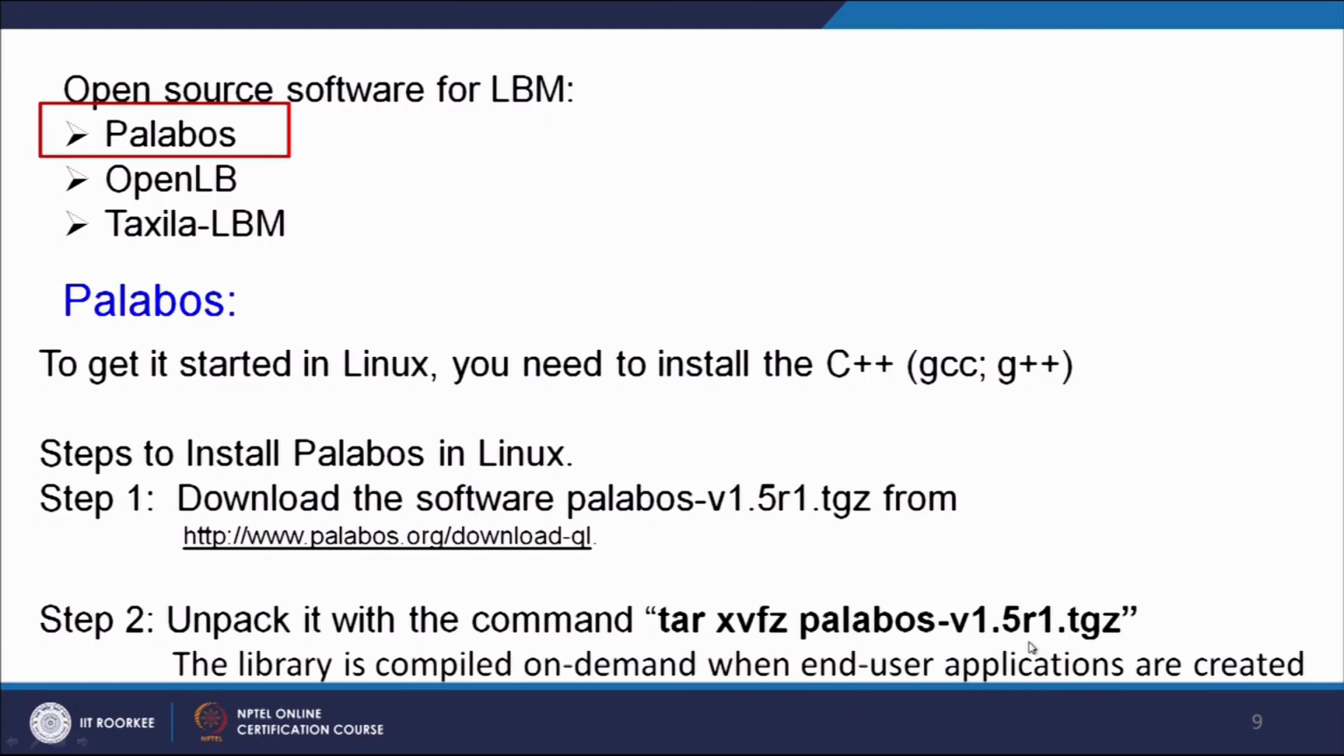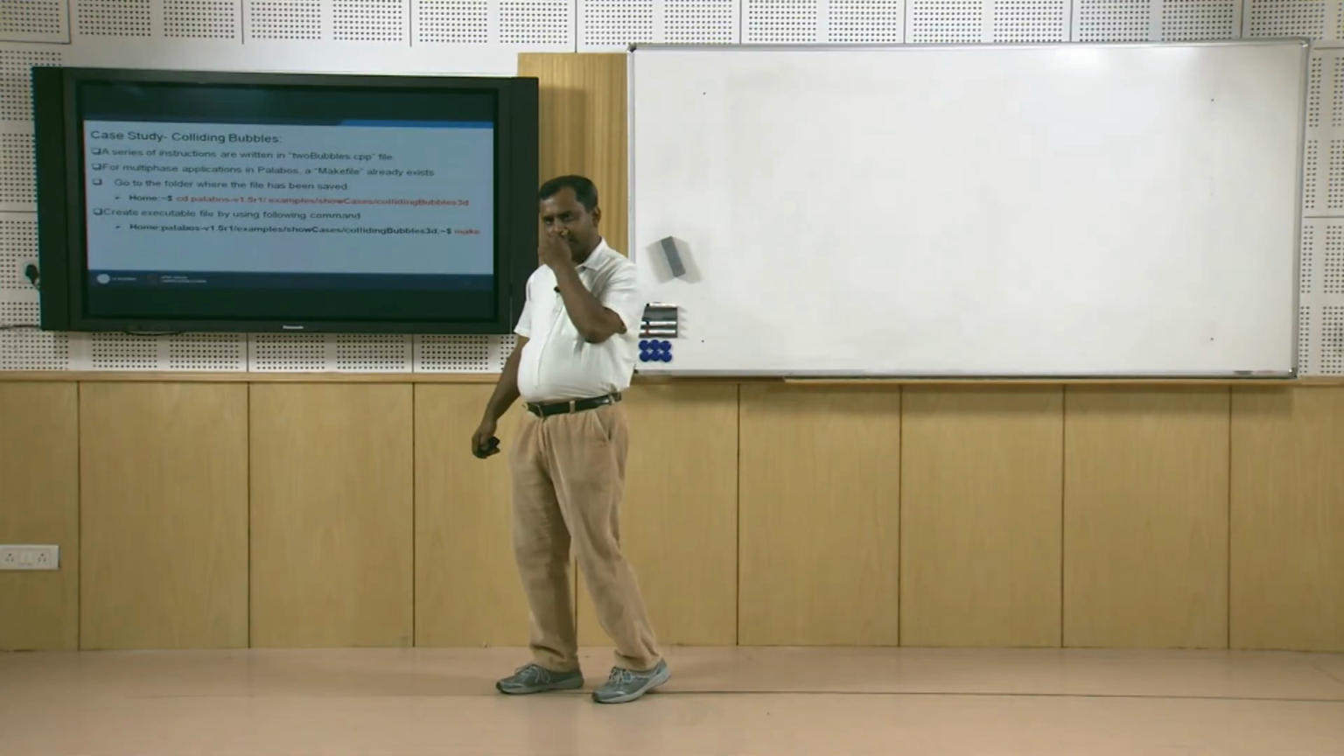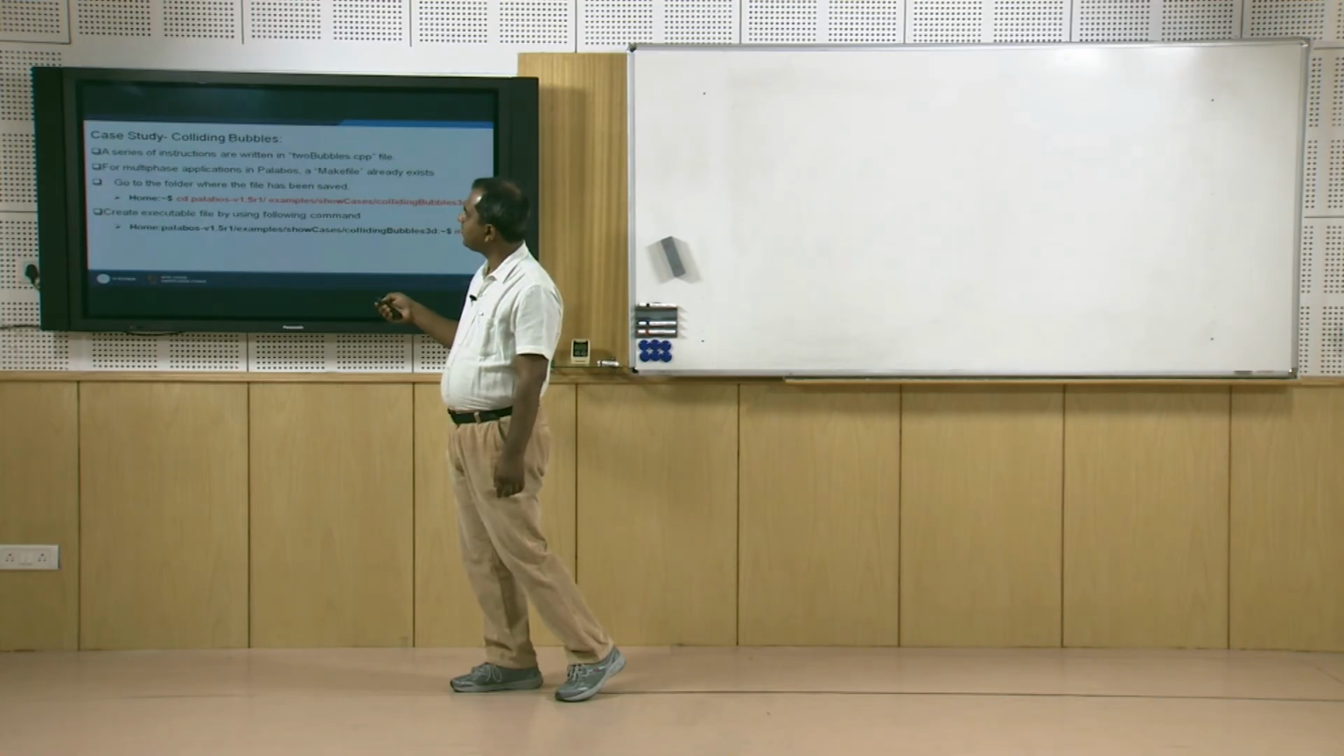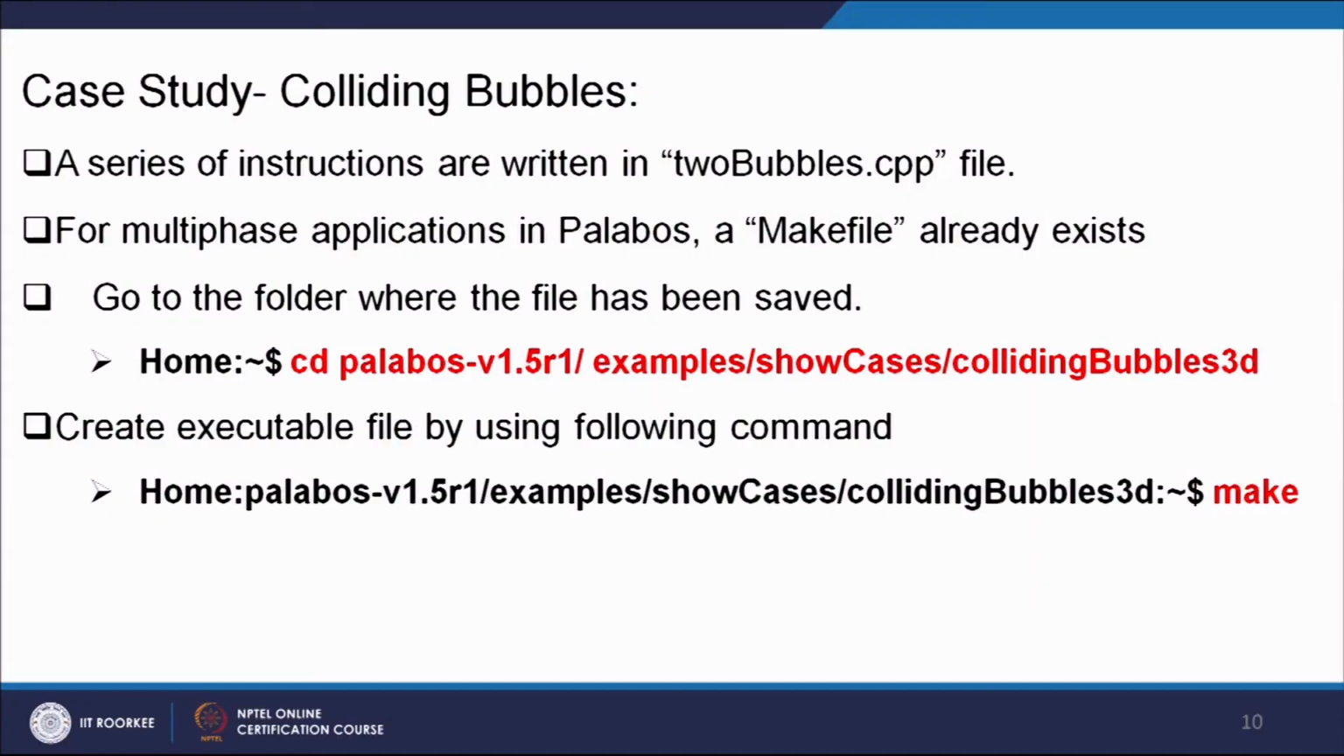Now, you need not install this software because the library is compiled on demand. So, installation is not there. Whenever you try to run the code, it will compile the code on demand. Whenever user applications are there, it will do the compilation on demand. Next, let us see a case study using Palabos. The first case study we will see is colliding bubbles. Let us say we have two bubbles which are colliding amongst themselves.